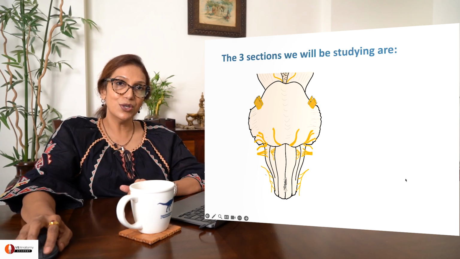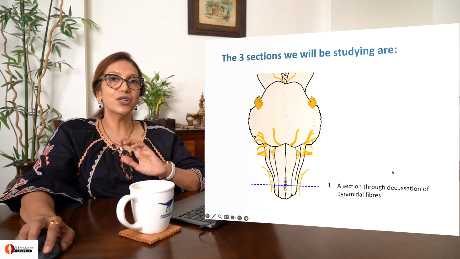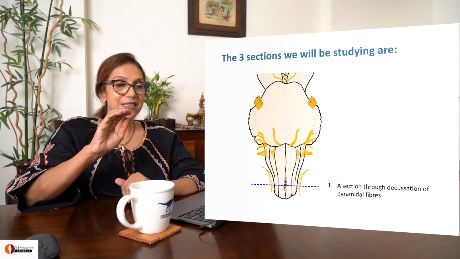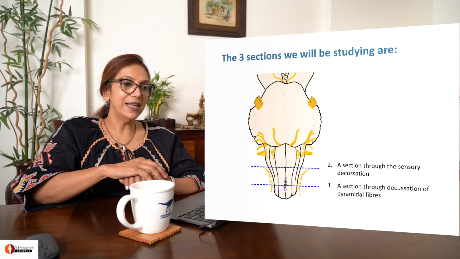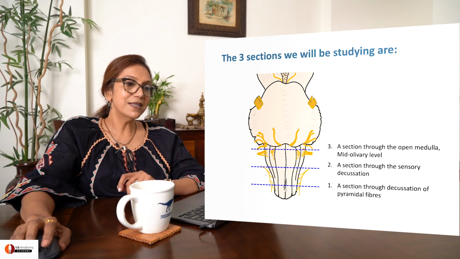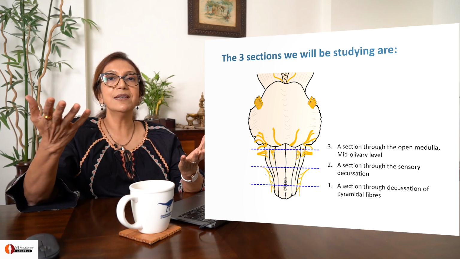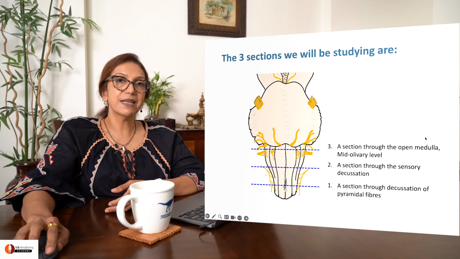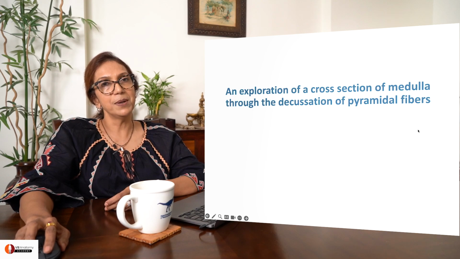The three sections you should study to understand the medulla are a section at the decussation of pyramids, we've talked about this, a section at the level of pyramidal fibers, a section at the level of sensory decussation, and finally, a section through the open medulla, also called the mid-olivary nucleus section. So today I'm going to discuss section 1, the section that passes through the decussation of pyramidal fibers.